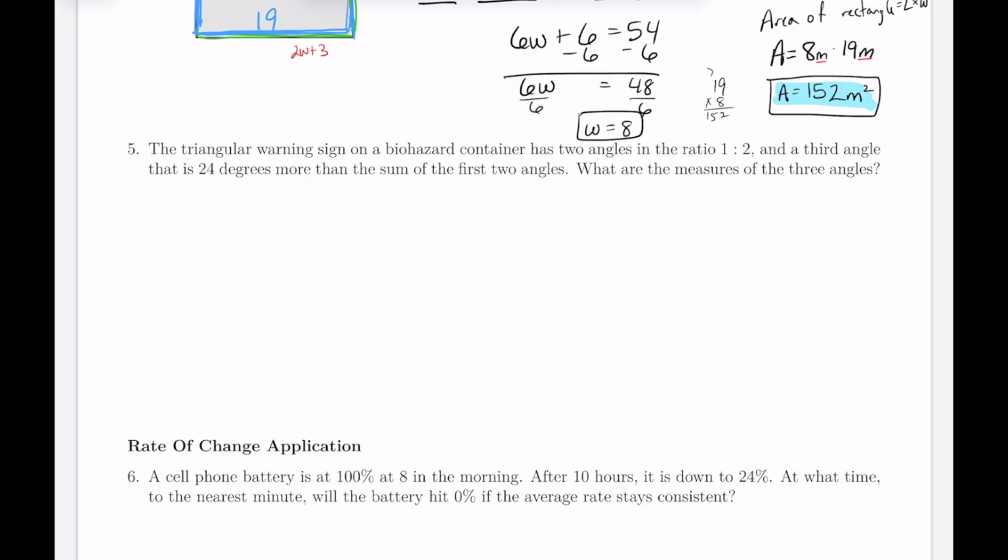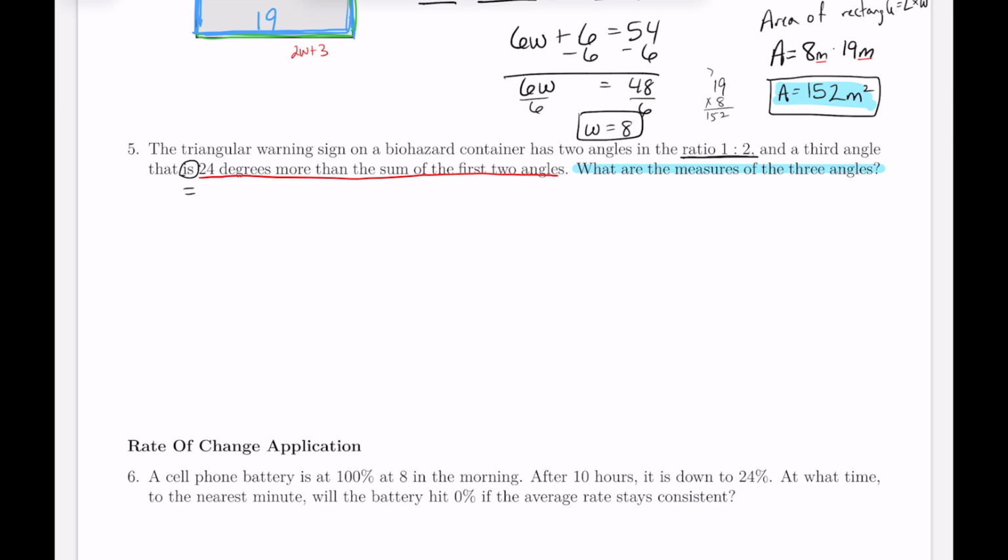Now I could just jump in, but I've got to read the question. The question says, what are the measures of the three angles? So my answer is going to be three different angles, right? It's not just the first angle, it's all three angles. Let's figure out what's important here. The first idea is the ratio is 1 to 2. I've already explained that one of them is just twice as big as the other. And then we also know the third angle is 24 degrees more than the sum of the first two angles. Of course, this is right here. That's our equal sign.